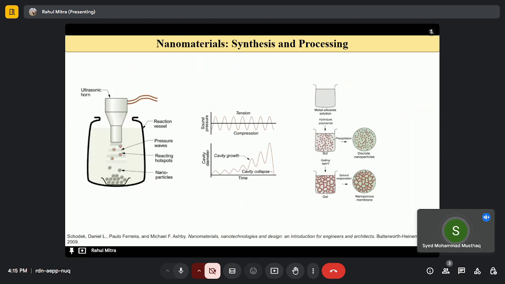The next is the sonochemical process. We have two terms, sono and chemical. Sono is nothing but sound waves, and chemical means a chemical reaction. Because of sound waves, we have a chemical reaction. Now, how can just sound waves create a chemical reaction? We have an ultrasonic horn which passes ultrasonic sound waves into any medium.